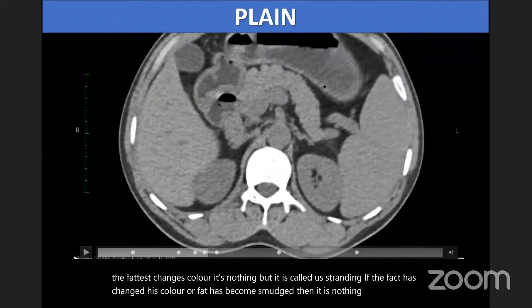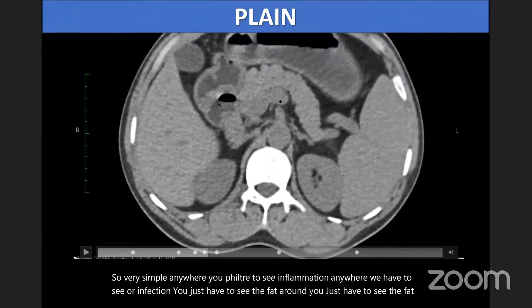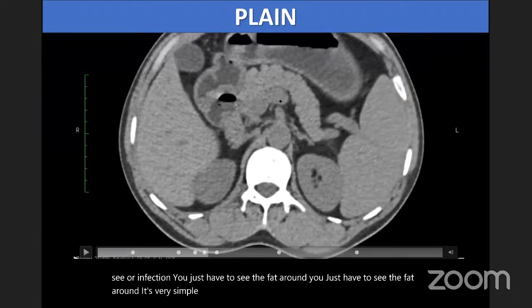So very simple. Anywhere you have to see inflammation, anywhere you have to see infection, you just have to see the fat around. It's very simple. So the first thing is identification of the organ. Then everything comes handy.